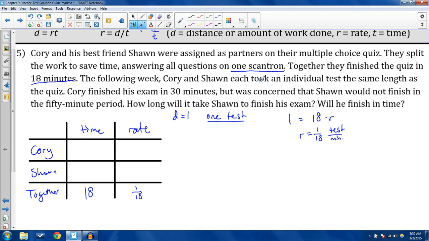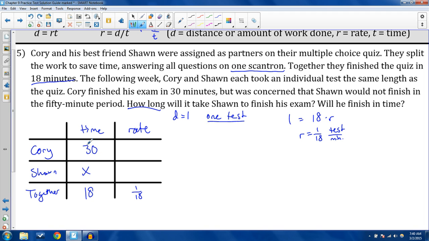The following week, Corey and Sean each took an individual test the same length as the quiz, meaning that it's the same idea. If it took them 18 minutes before, it should take them 18 minutes again. Corey finished his exam in 30 minutes, but was concerned that Sean would not finish in the 50-minute period. How long will it take Sean to finish his exam? Will he finish in time? So how long? We do not know how long it'll take Sean. That is our X. That is our unknown.